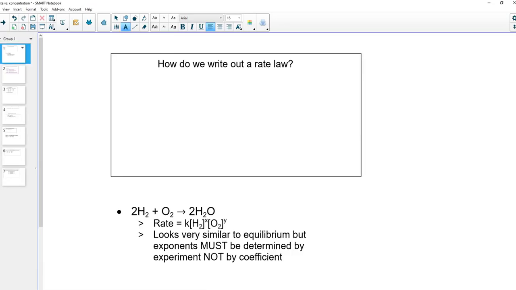We're doing a little video here on how we go about taking concentrations of different reactants and reactions and coming up with a rate law. So let's quickly review what a rate law is again.